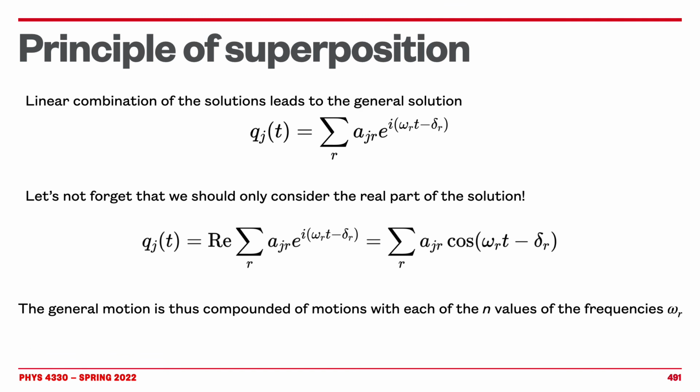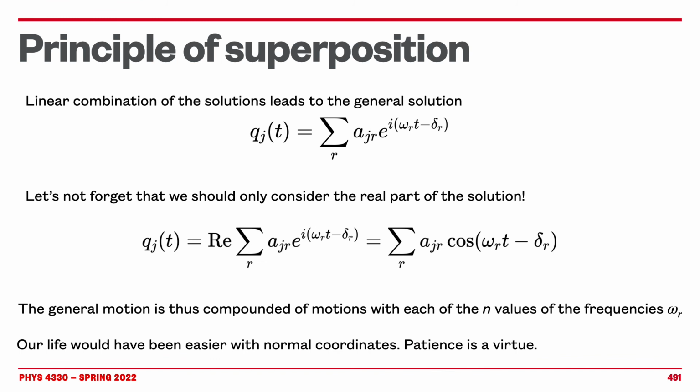Of course, as I said before, our life would be easier with normal coordinates, because normal coordinates mean that all the matrices will be diagonal. But patience is a virtue, and we will have a look at that in a later part of this series.